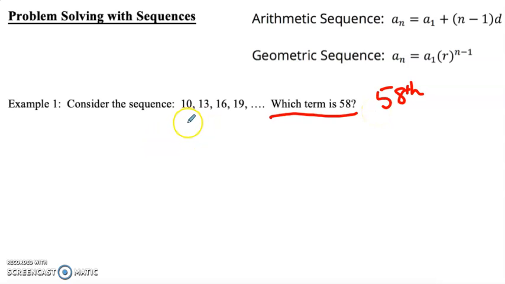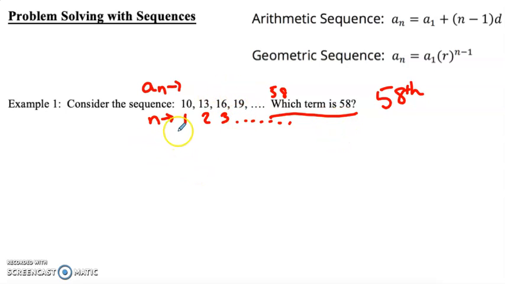And what that means is, here's my first term, here's my second term, here's my third one. I want to know at what point am I going to get the number 58 in this sequence. So it's working a little bit backwards. Okay, here's all your n values, where you are in the pattern or in the sequence. And remember, your a sub n are going to be your outputs. So 10, 13, 16, and so on.